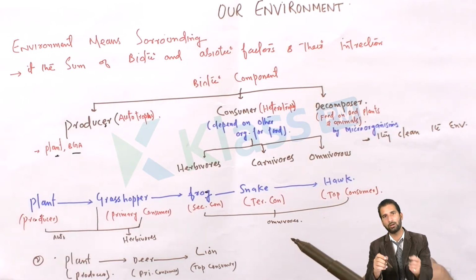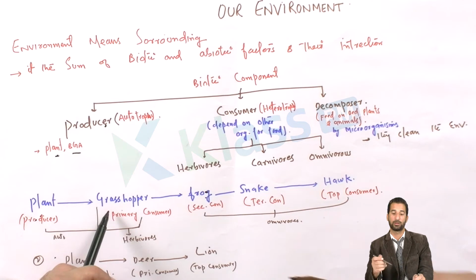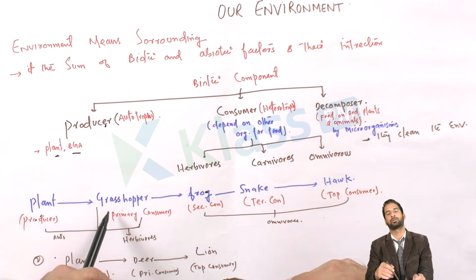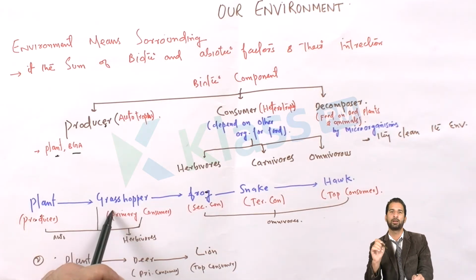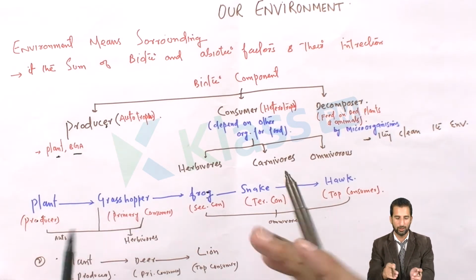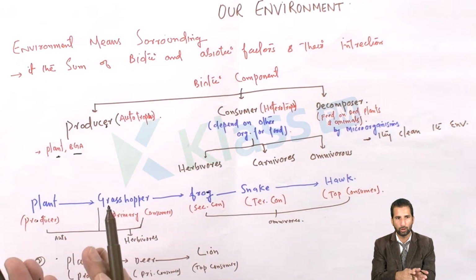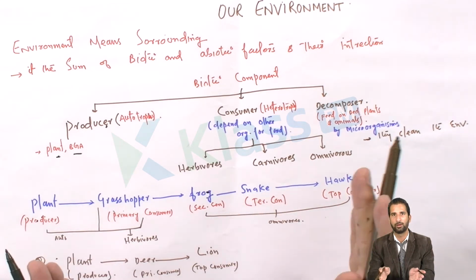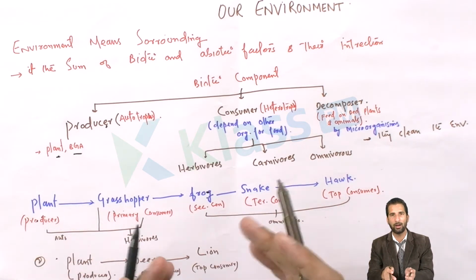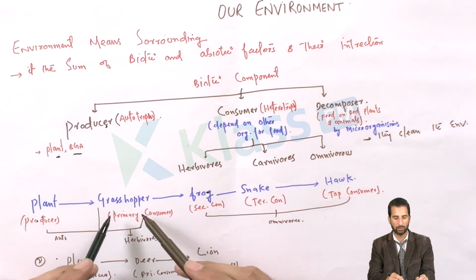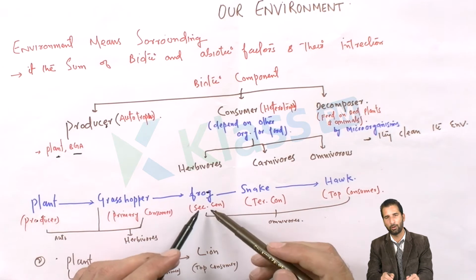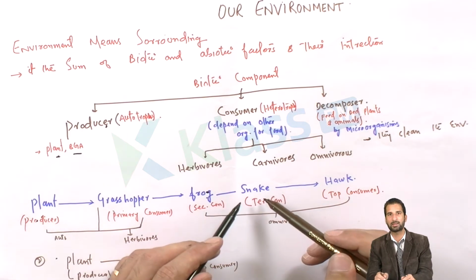Now the frog in turn is being eaten by the snake. Snake depends upon the secondary consumers, so the snake acts as a tertiary consumer. They eat upon the frogs. You see, as we move from low trophic level to high trophic level, the number of organisms tends to decrease. Grasshopper is being eaten by frog, and frog is being eaten by snake.